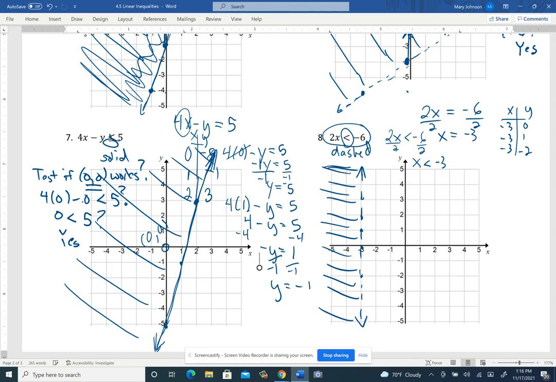Okay. Now be careful. If you had to divide by a negative, that inequality would have to get flipped. Okay. All right, so those are 4 questions just on graphing a single inequality in 2 variables.